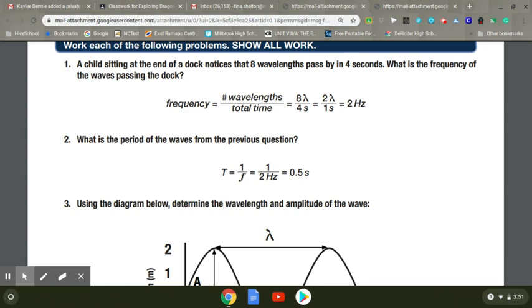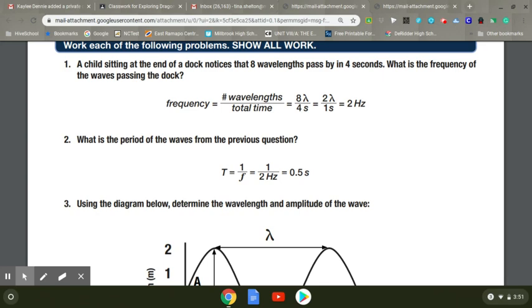So you're going to divide 8 by 4, and you're going to get 2 over 1, or 2, and you're going to have wavelength over seconds, and wavelength over seconds is a unit for frequency, which is called hertz, which is represented by a big H and a little z. So the answer to question number 1 is 2 hertz.